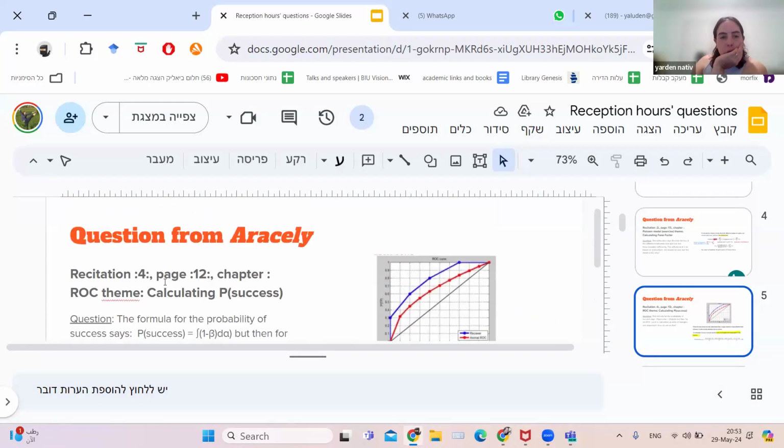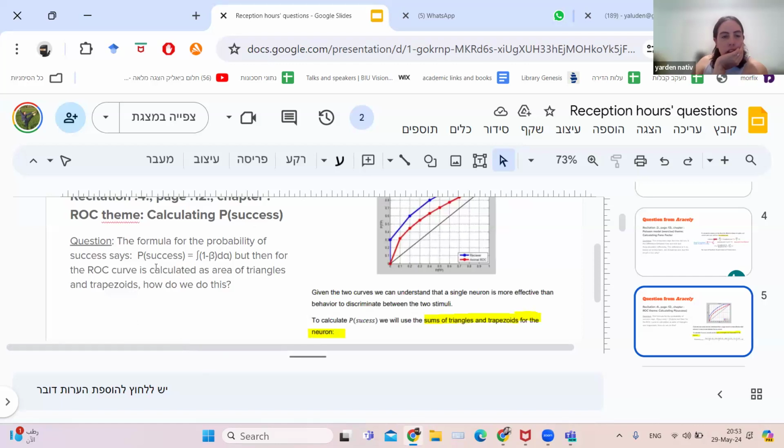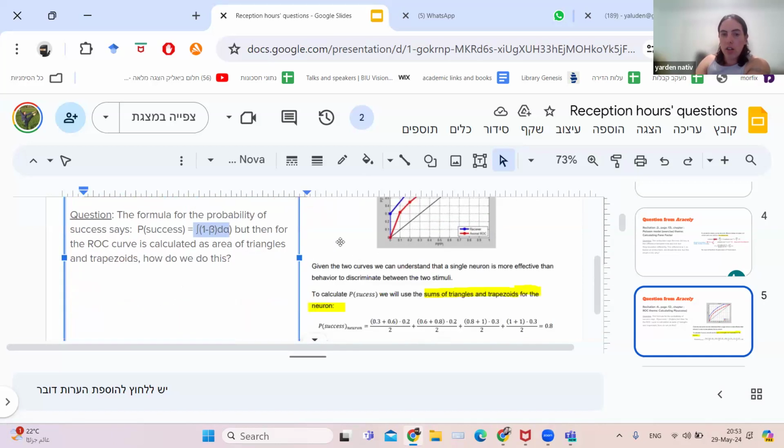Okay, so another question from Araceli. I see the formula for the probability of success says P of success is 1 minus beta. This is the integral, right? But that means that we need to calculate the area under the curve, okay? This is what is written here. Is that clear, Araceli? Because every integral could also be translated into the area under the curve.